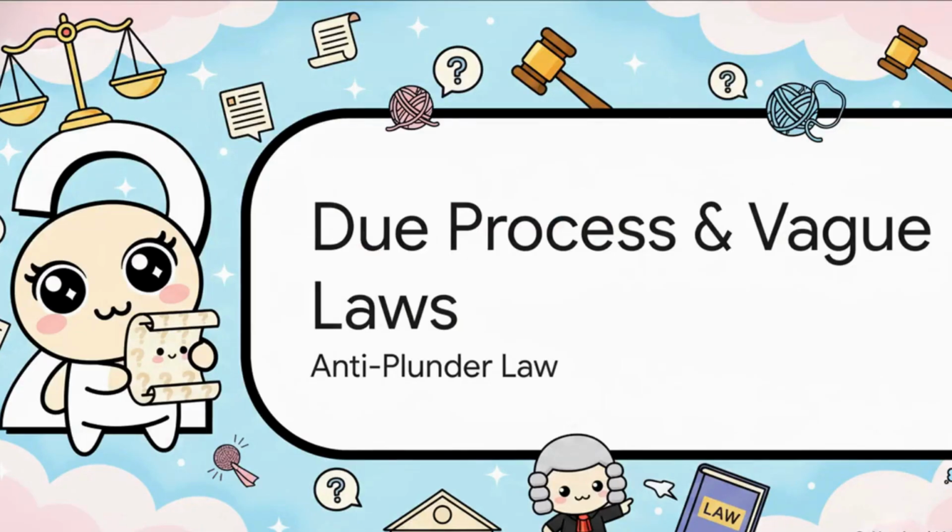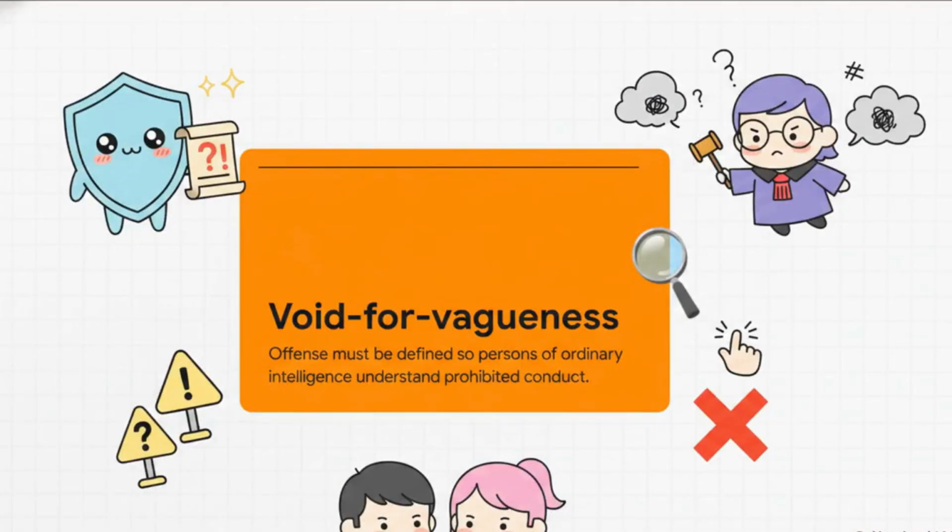Moving to Section 2, Due Process and Vague Laws, the Anti-Plunder Law Challenge. What actually happens when a law is accused of simply not being clear enough? A perfect real-world illustration of this is the high-profile challenge to the anti-plunder law in the Joseph Estrada case. Which brings us to the void for vagueness doctrine. Sounds like heavy legal jargon, right?